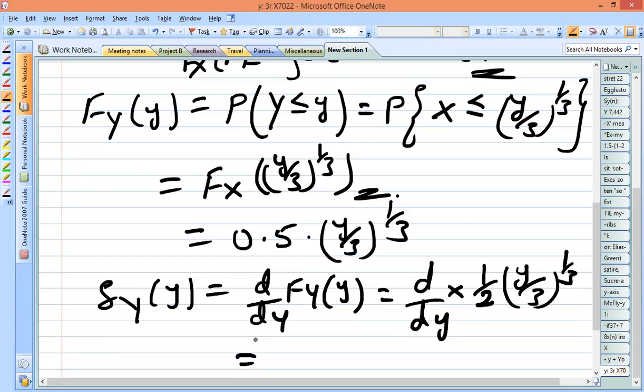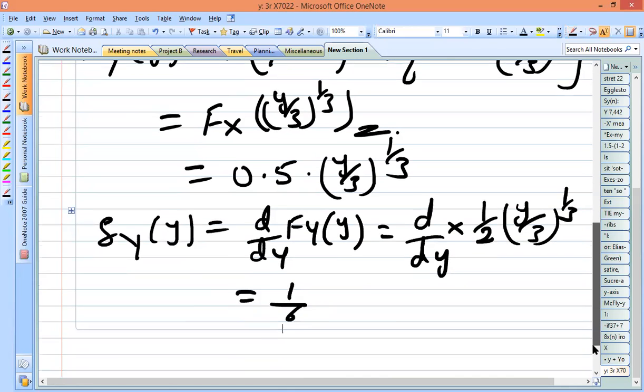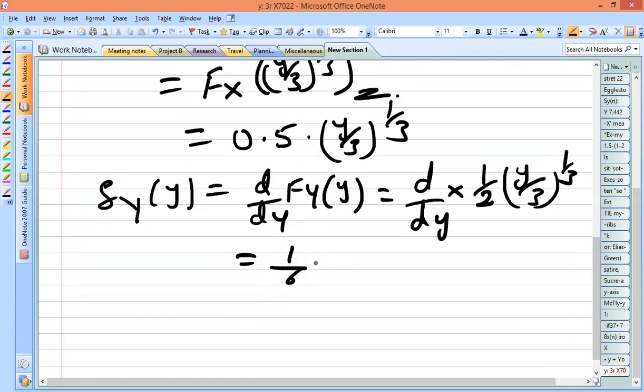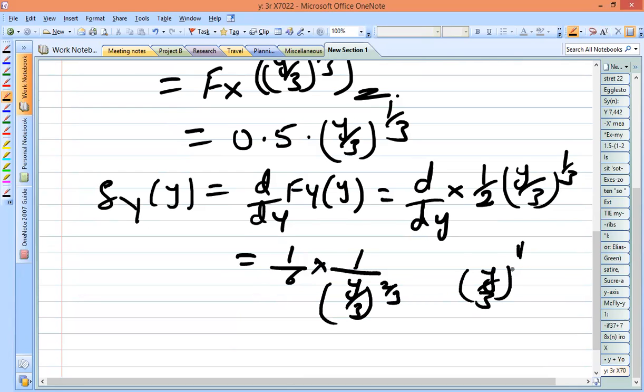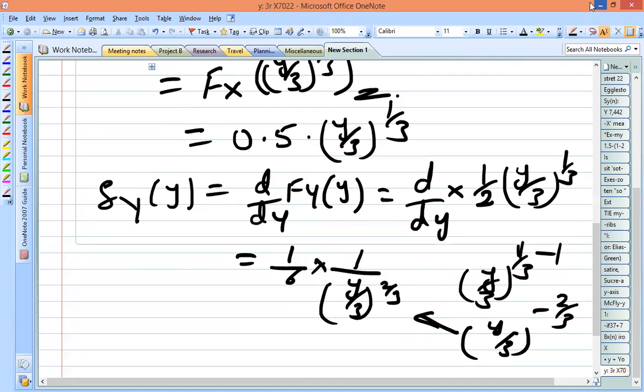Solving this, we'll be getting the answer as 1 by 6, I think 1 by 6, because 1 by 2 into 1 by 3 will be 1 by 6 into 1 by y by 3 to the power 2 by 3. That is, you will be writing y by 3 to the power 1 by 3 minus 1. When you simplify, you will be getting y by 3 to the power minus 2 by 3, that you are going to take to the denominator. So this is the answer for the 75th problem.